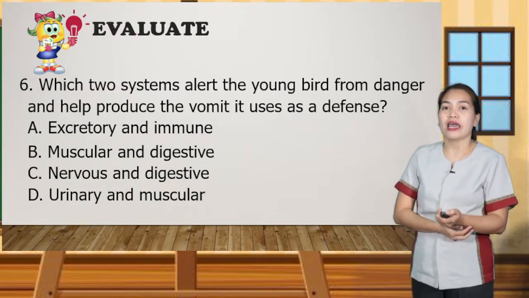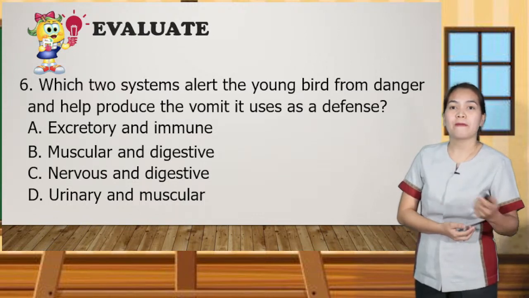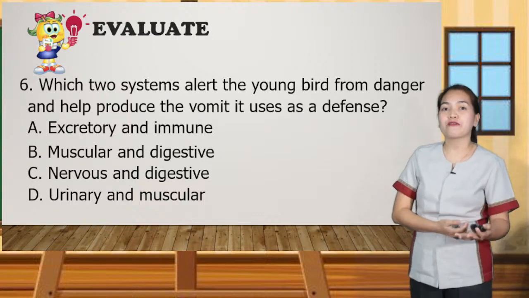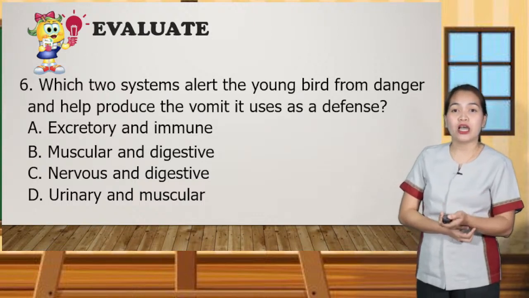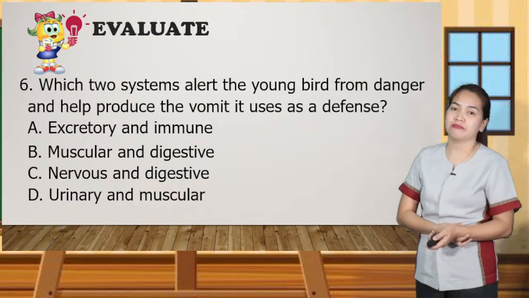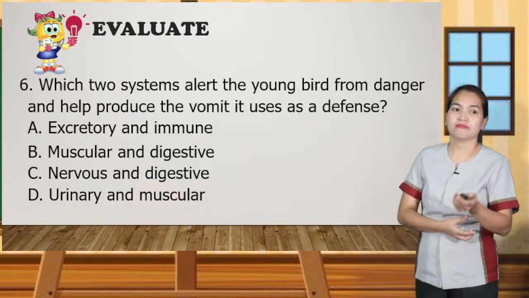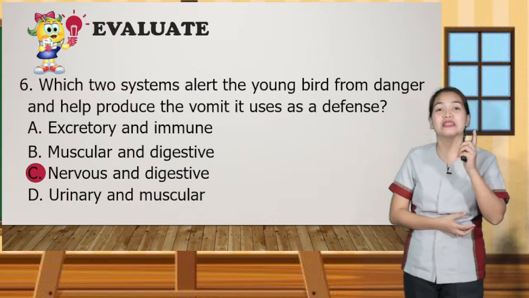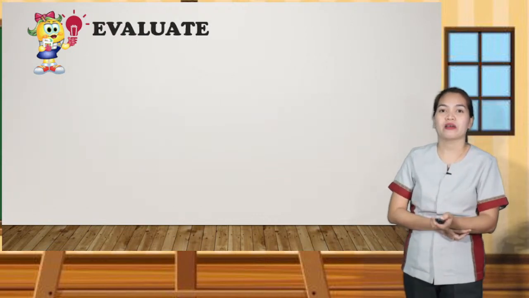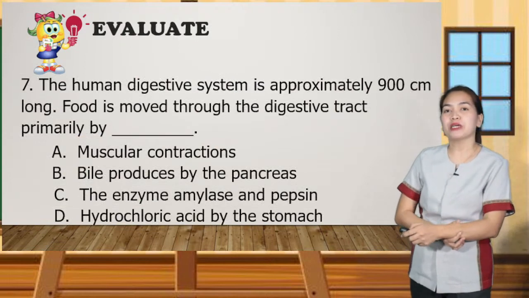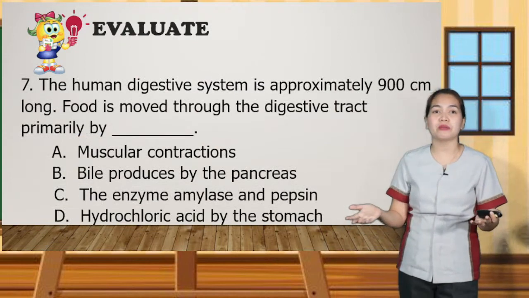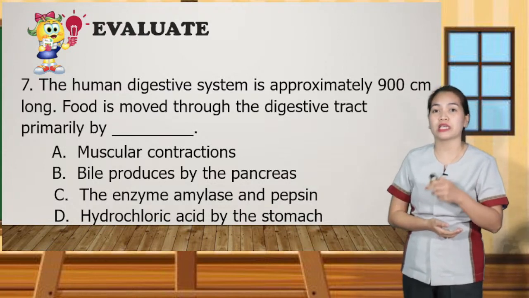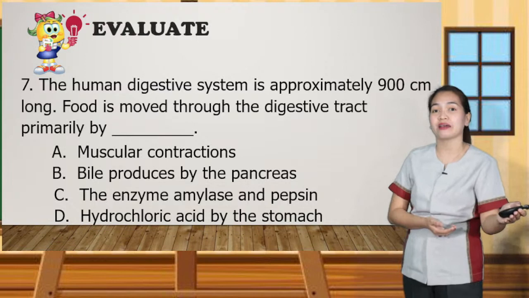Is it A, excretory and immune? B, muscular and digestive? C, nervous and digestive? D, urinary and muscular? The answer is letter C, the nervous and digestive system. Okay, number 7. The human digestive system is approximately 900 centimeters long. Food is moved through the digestive tract primarily by blank.